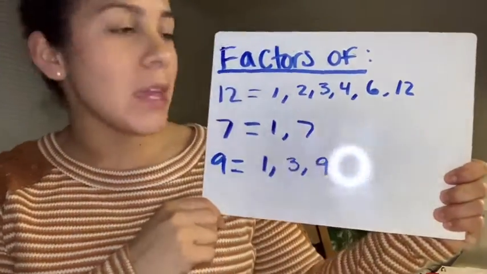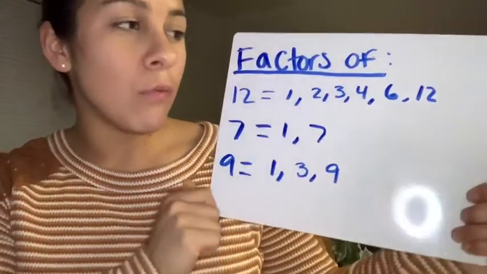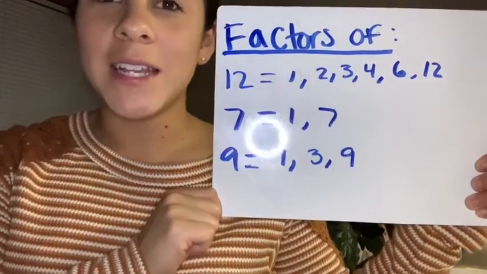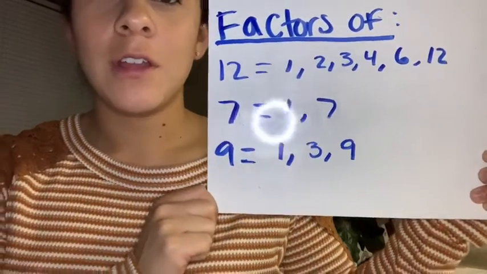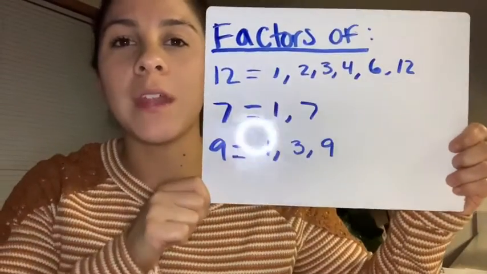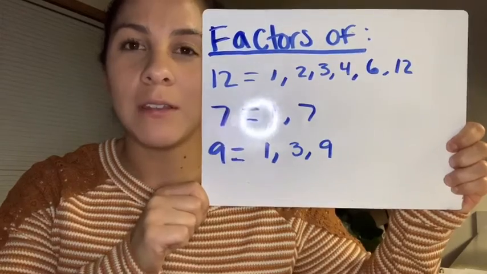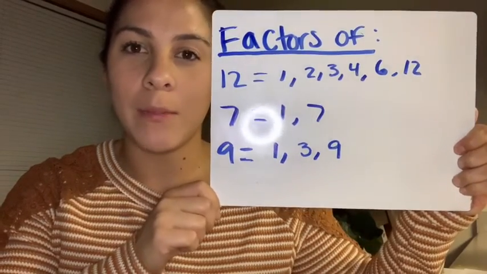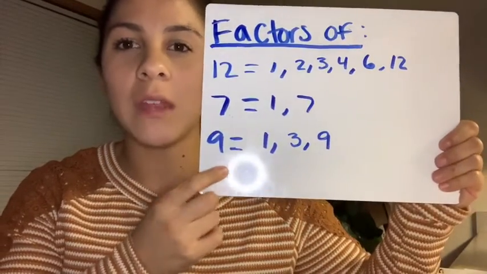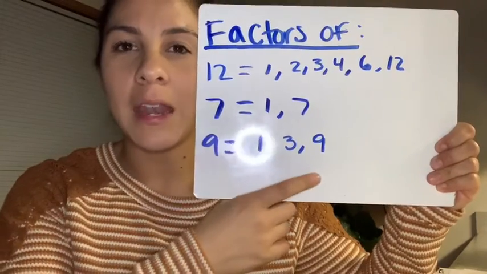Let's do a review on what we learned. We created arrays with the numbers 12, 7, and 9. These are the factors that we came up with. For the number 12, we came up with 1, 2, 3, 4, 6, and 12 as the factors. For 7, we came up with the numbers 1 and 7, determining that 7 is a prime number. For 9, we only came up with 1, 3, and 9.